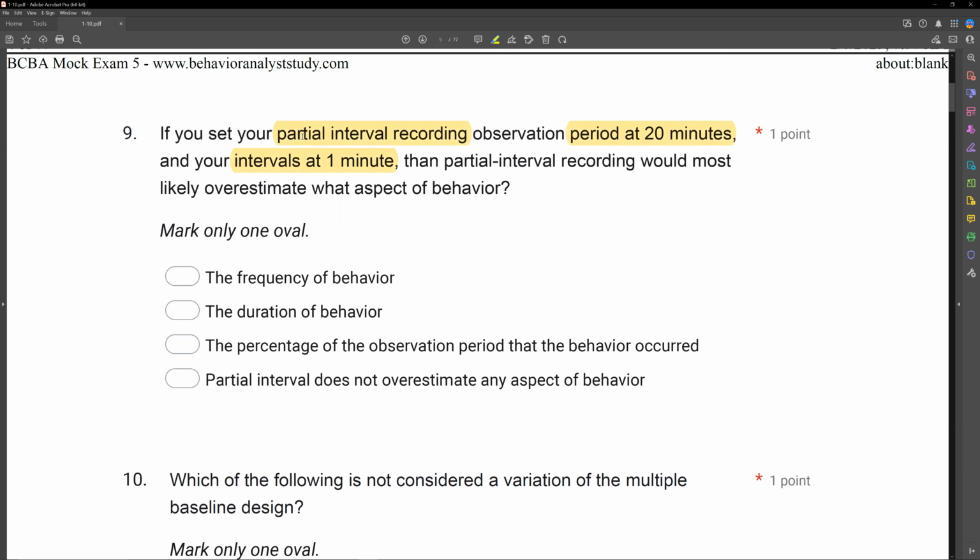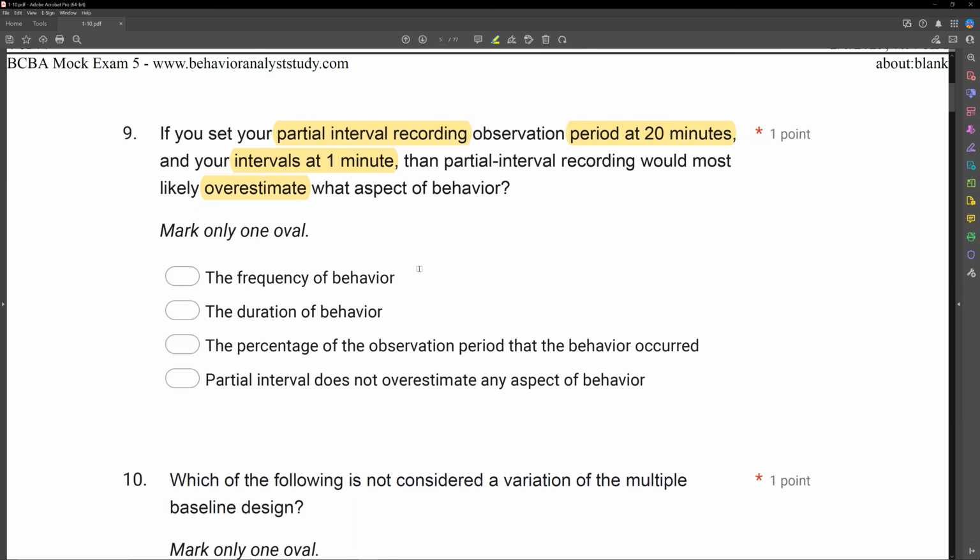Let's say you get the max number of data points. Well, the max number of responses is going to be 20, because in a partial interval recording system, you only count one response per interval. You have 20 intervals. The most responses you can record are 20. So if we're looking at this, what aspect of behavior would we overestimate? What is most likely?